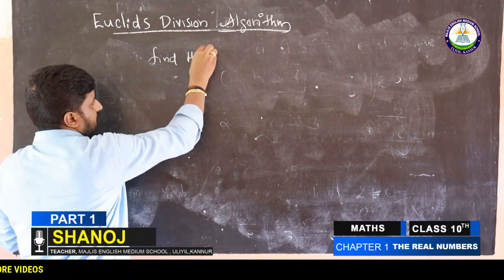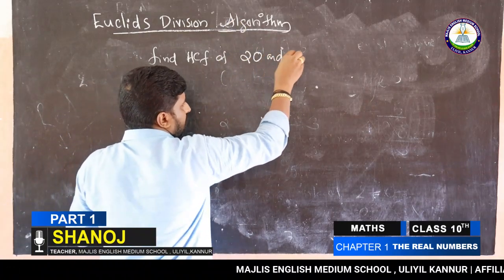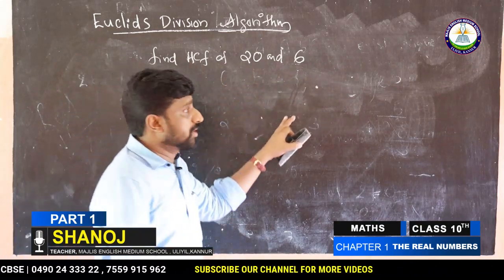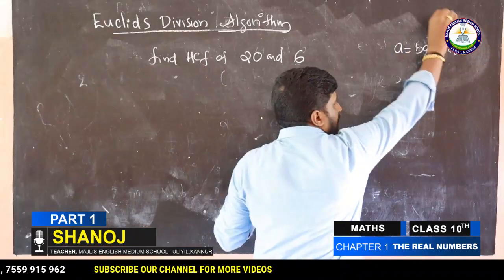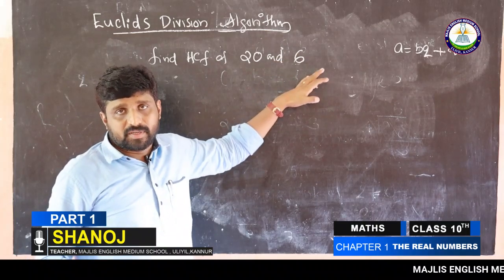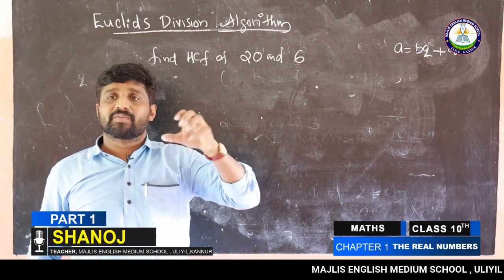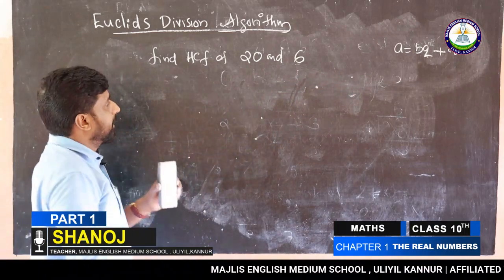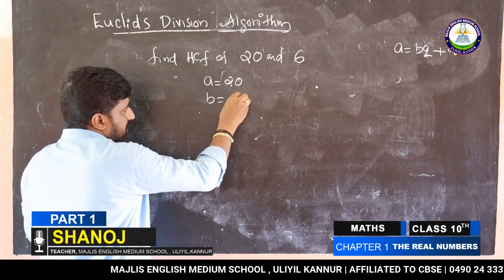Suppose we find the HCF of 20 and 6. Let's take and explain this question. You know that the form is like this, a equal to bq plus r. Here two numbers are 20 and 6. We can consider which one is greater. Already you know, comparing 20 and 6, which one is the greater? Yes, 20 is the greater. Therefore, that number we can take as a. So here we can take a as 20, b as 6.